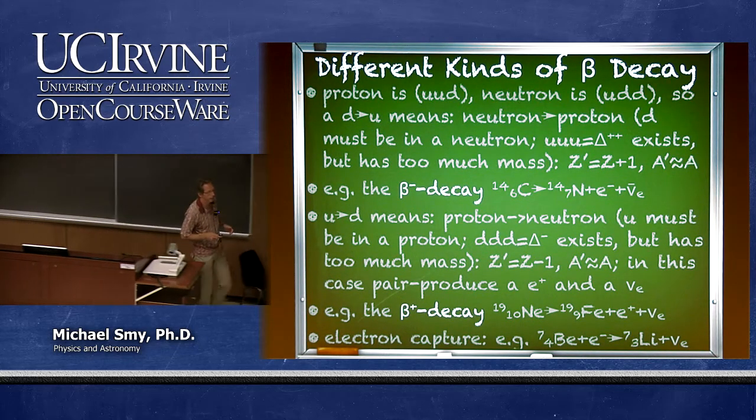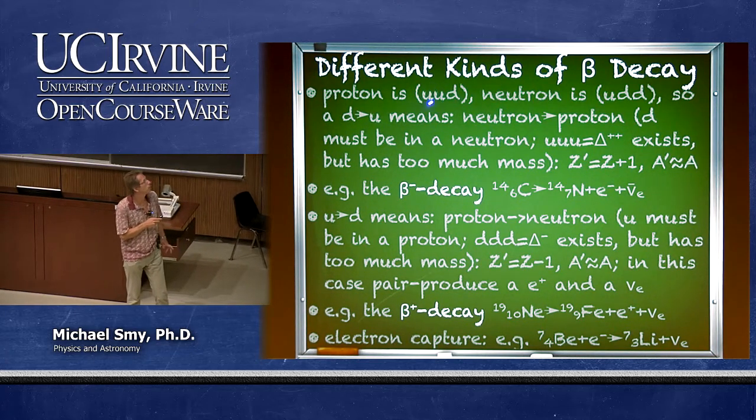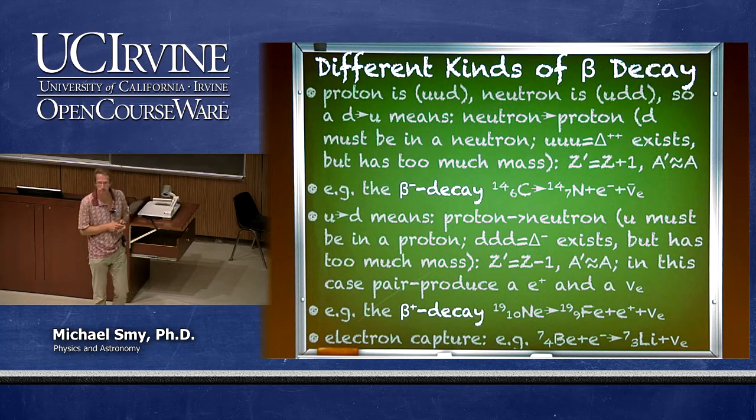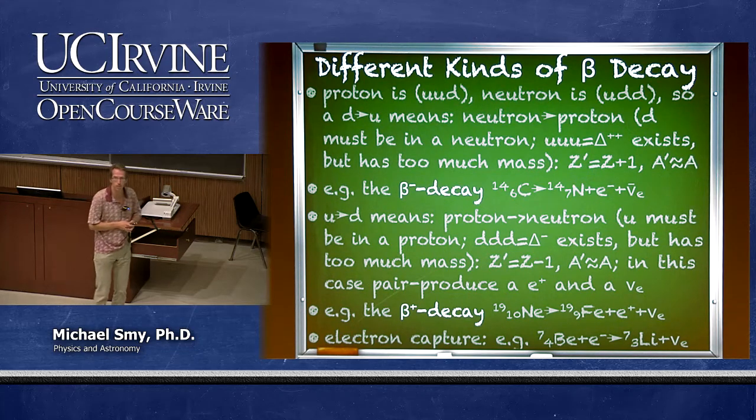So if we have, say, a proton as two up quarks and a down quark, and the neutron is one up quark and two down quarks, we can have a transition of a down quark going to an up quark, and that means that, most of the time at least, a neutron goes to a proton, meaning that one of those two Ds becomes a U. Then the neutron turns into a proton. And at the same time, we pair produce an electron and a neutrino. And we do that to balance the total charge.